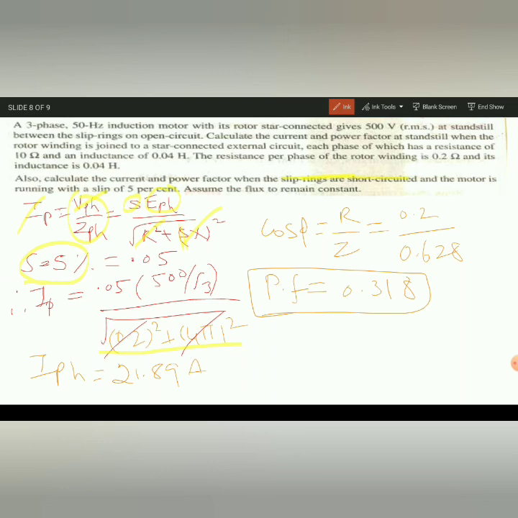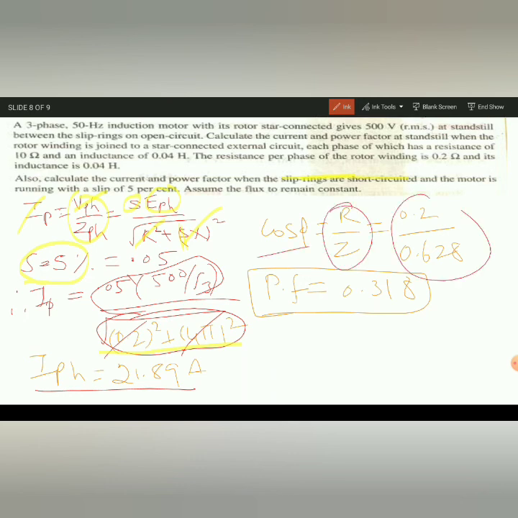So now when we find this total value and divide these two, we get the phase current. And we know again the same formula, power factor equal to R by Z, that is R divided by the impedance value. And we just substitute the same impedance value, that is the magnitude total value 0.628, which gives a power factor of 0.318. So this is the answer for the second case.